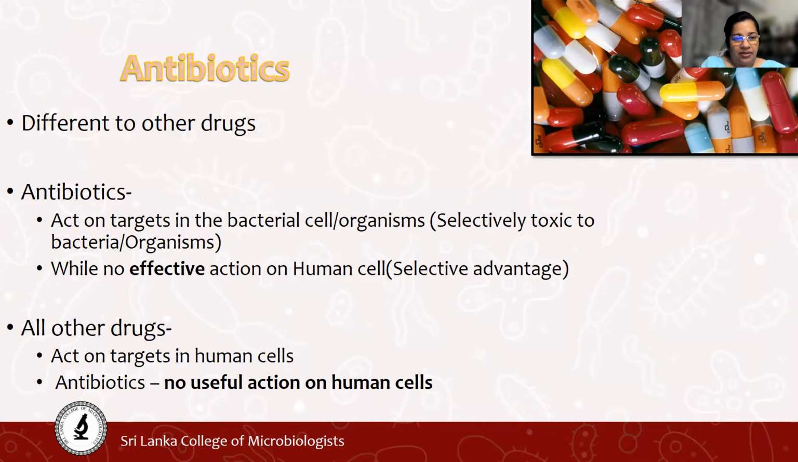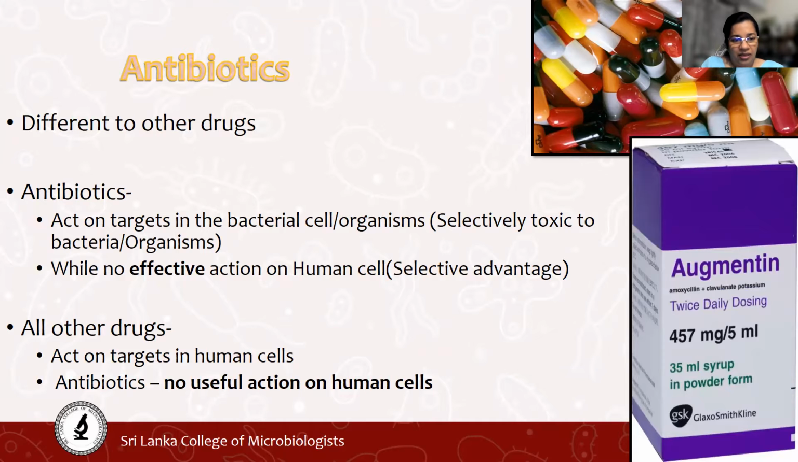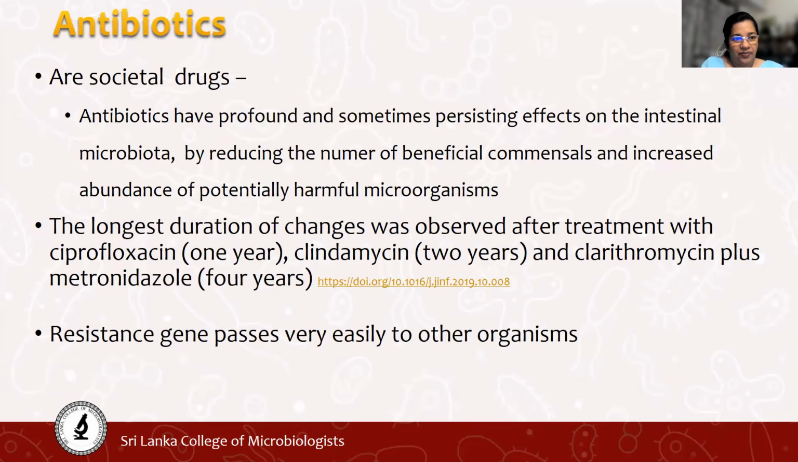So what are the antibiotics? They are different to other drugs. How? Antibiotics act on targets in the bacterial cells, selectively toxic to the bacteria, not to the human, while no effective action on human cells. So it is a selective advantage. All the other drugs act on targets in human cells, and antibiotics have no useful action on human cells. So this is the difference between other drugs and antibiotics.